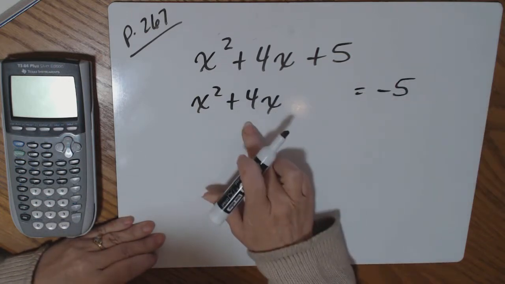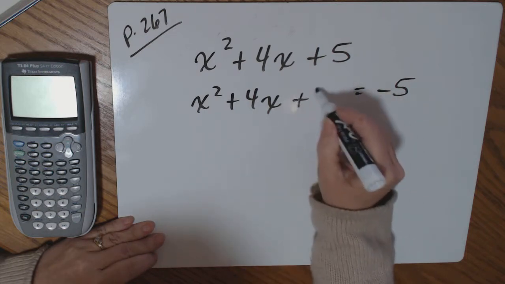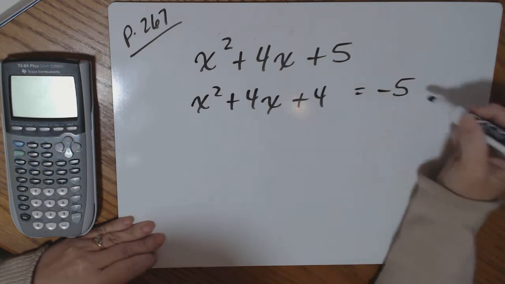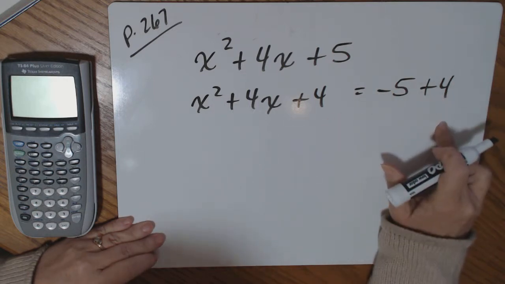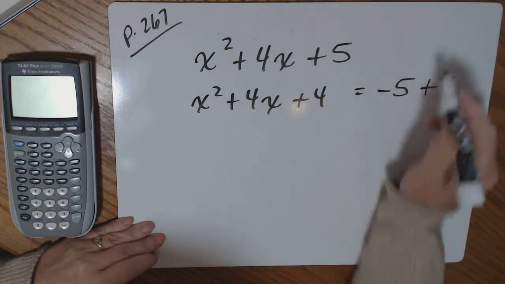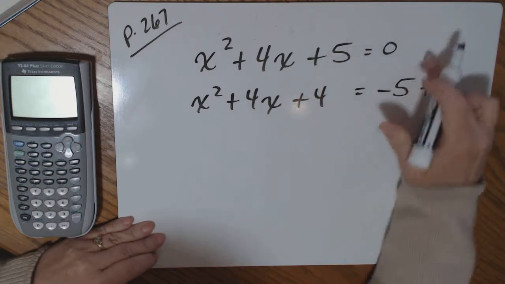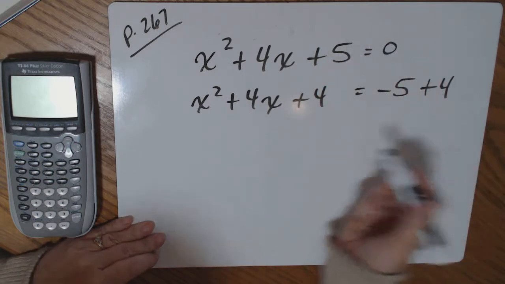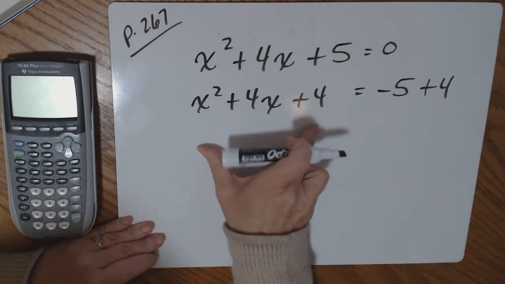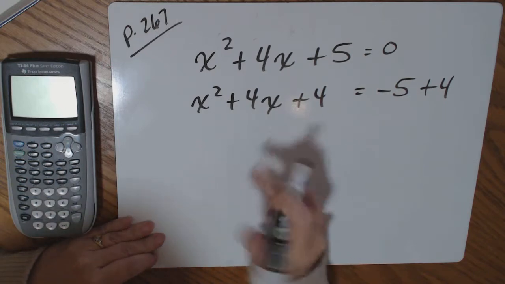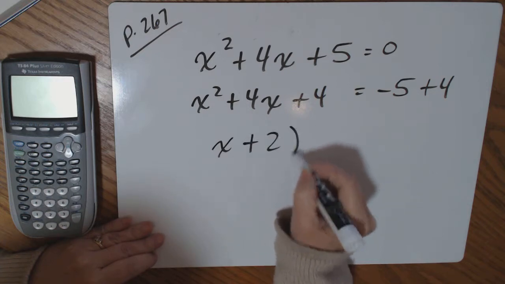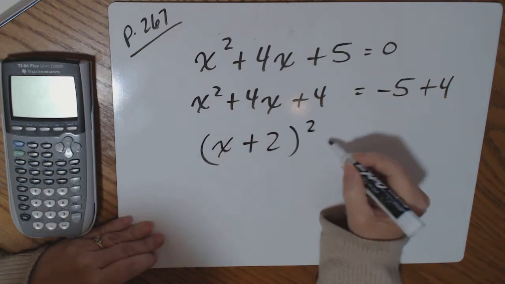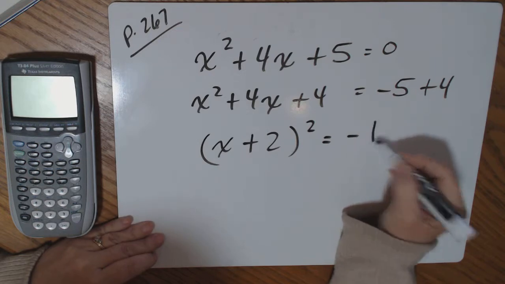Of course, half of that and then square it is 4. You should probably be recognizing this one by now. If I add 4 to this side, I have to add 4 to this side. Of course, I have a -5 over here because if I set this equal to 0, move the 5 over, I've got -5. So now we recognize this. We've created this perfect square pattern. We've got x plus 2 squared equals -1.